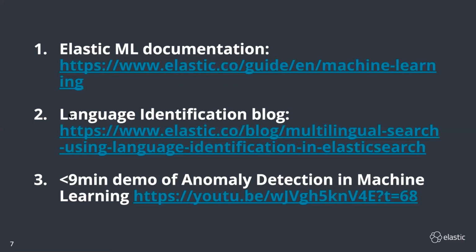If you're interested in supervised learning and how that works, this is quite a good blog on language identification, like multi-dimension supervised learning. You can obviously have like 200 languages, so that feature can have lots of values. It's not just true or false. And if you're interested in anomaly detection, there's a really short video that's quite good on that by the creator of the entire ML module in Elasticsearch. So I highly recommend watching that.